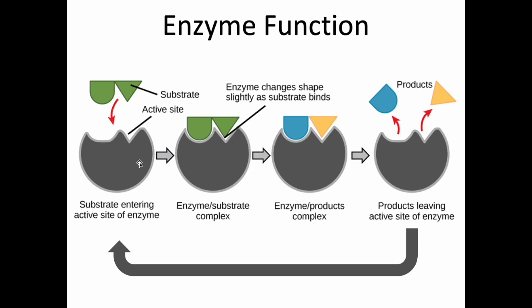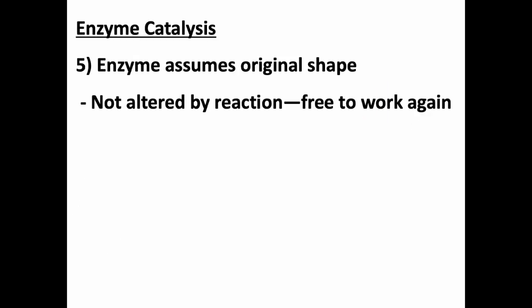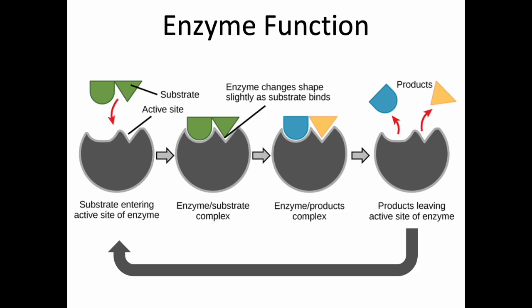This means enzymes are going to do their chemical reaction over and over again. As long as there's substrate around in their environment, enzymes are going to continuously catalyze this reaction and churn out products. So our very important 5th step here is that the enzyme assumes its original shape. It is not permanently altered by this reaction. It is very much free to work again. So enzymes are not one-time use only molecules. They're going to do their thing over and over again.